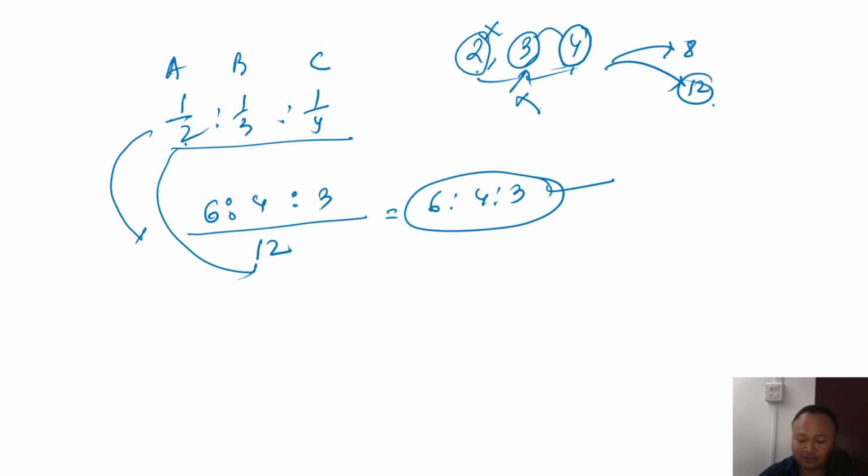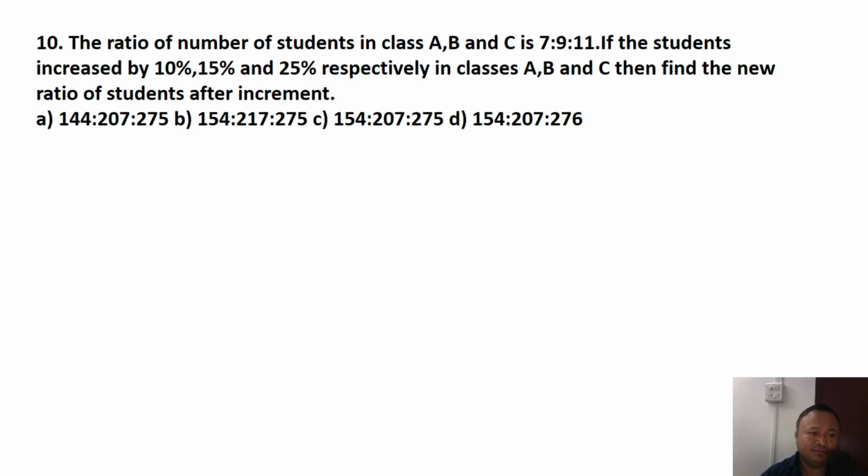So let us start the question. The ratio of the number of students in classes A, B and C is 7:9:11. Just take the unit as x, so the numbers are 7x, 9x, 11x. Just think these are the numbers of A, B, C.